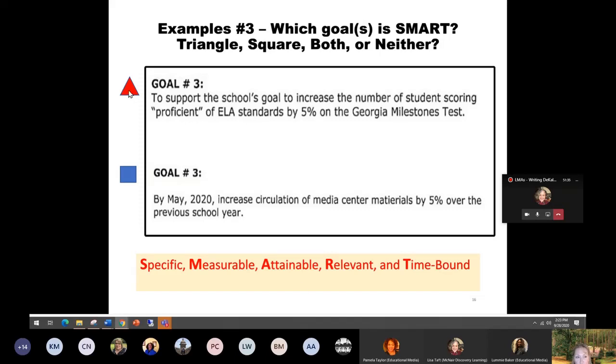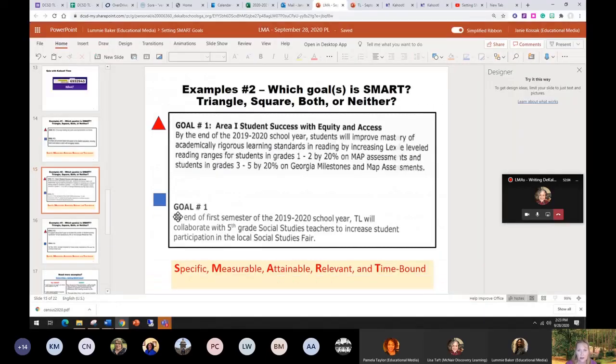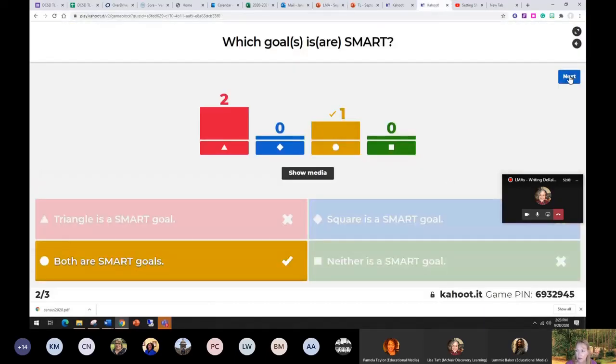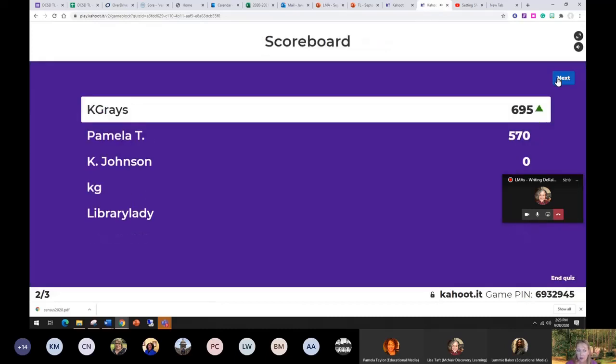The triangle goal is to support the school's goal to increase the number of students scoring proficient of ELA standards by 5% on the Georgia Milestones test. The square goal: by May 2020, increase circulation of media center materials by 5% over the previous school year. Okay, so that's triangle and square. And let's go over to the Kahoot and to the next.